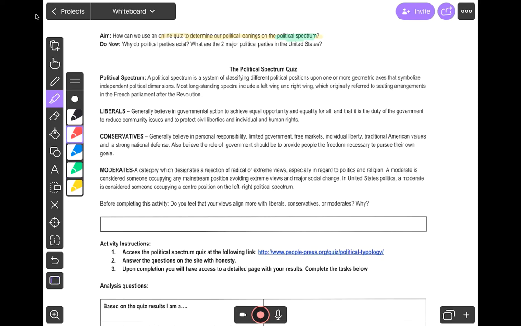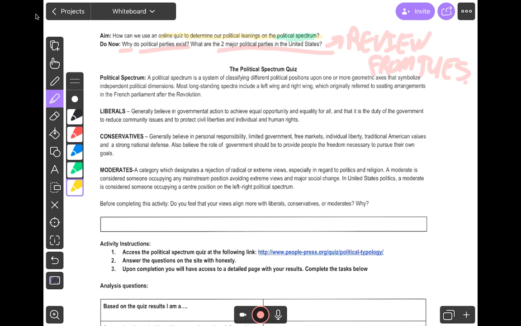So for the do now, think about why political parties exist, and then what the two major political parties in the United States are. This is all just a review from Tuesday, so use the assignment from yesterday if you need help. We took some notes on the purpose and function of political parties, and we also identified what those two major parties are. So you can pause this, complete your do now, and then come back and I will walk you through some of the instructions for completing your political spectrum quiz.